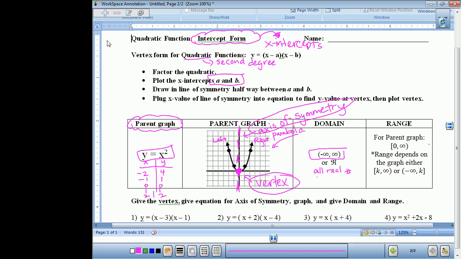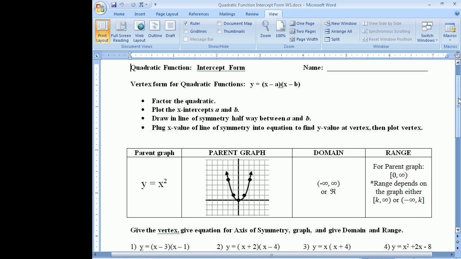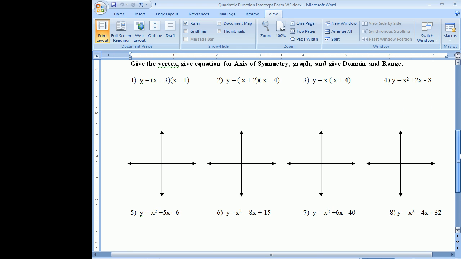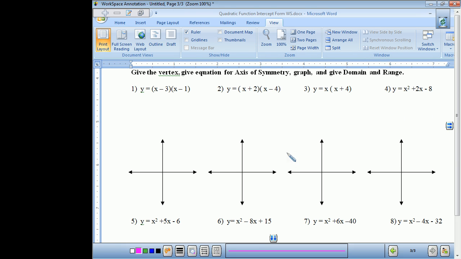Now, let's take a look at what happens when we move that parent graph around. And we're going to go nice and slow to start with. Okay, this is a quadratic that's been factored. And the reason I know it's a quadratic, if I multiplied this back, wouldn't x times x give me x squared? So it's a quadratic. I know it's a quadratic because x times x gives me x squared.